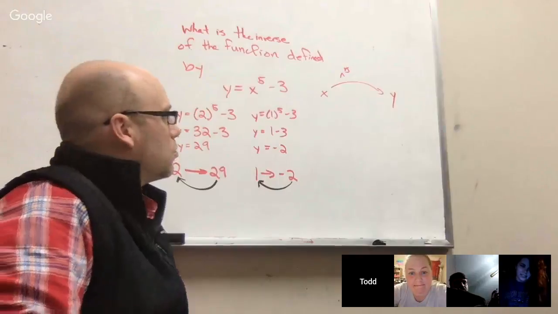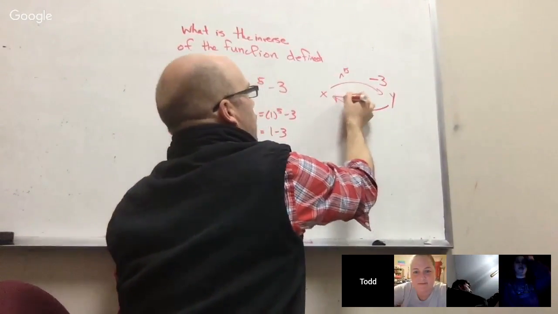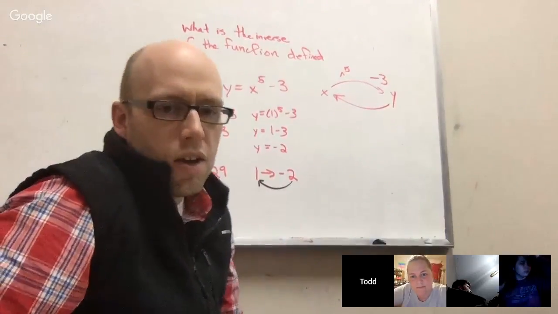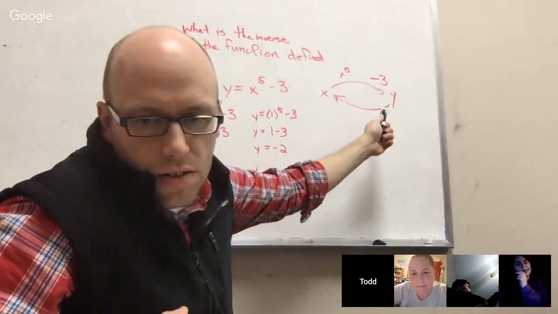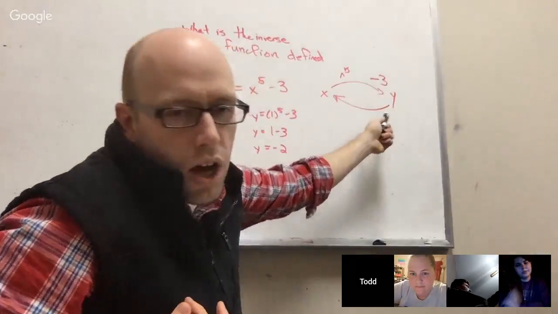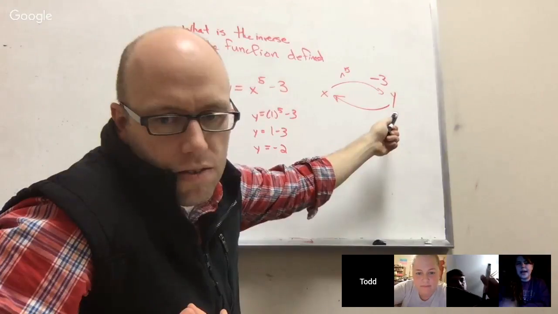Subtract 3. Okay. If we want to go from y back to x, we need to undo those operations, right? So what's the first thing you're going to do to undo those operations? Add 3.